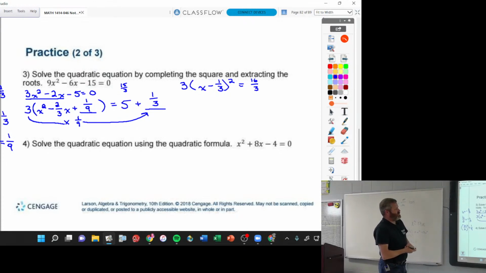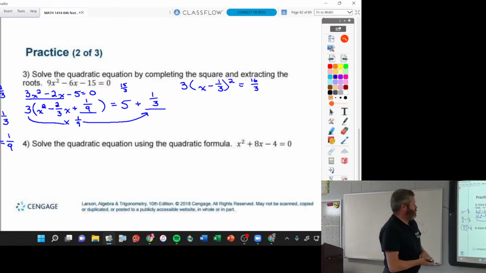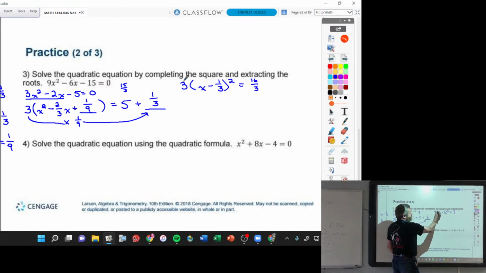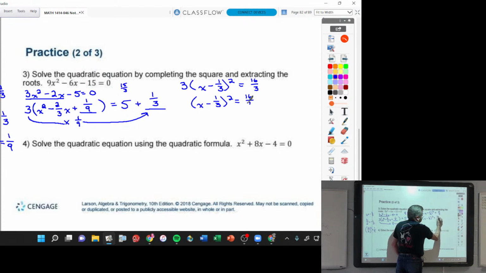So now I need to extract the roots. So I need to get rid of that 3. I need to get rid of this 3 right here. I will divide both sides by 3 or multiply both sides by 1/3, however you want to look at it. That leaves me with (x minus 1/3) squared equals 16/9.